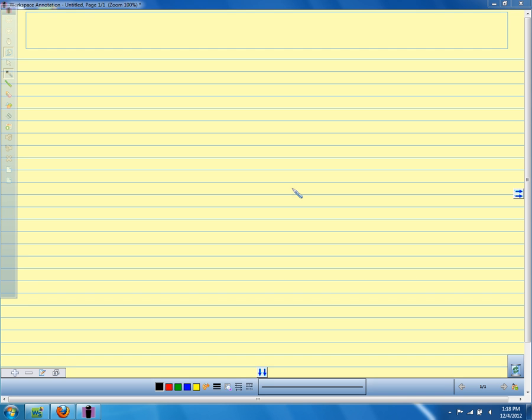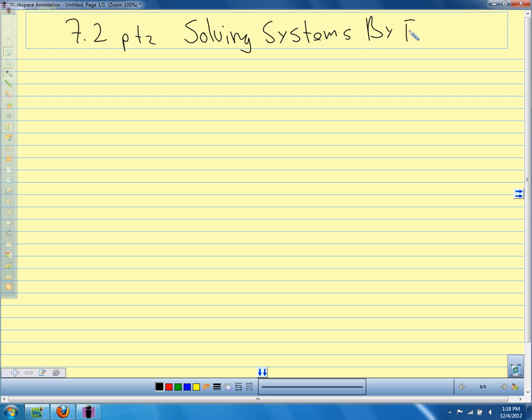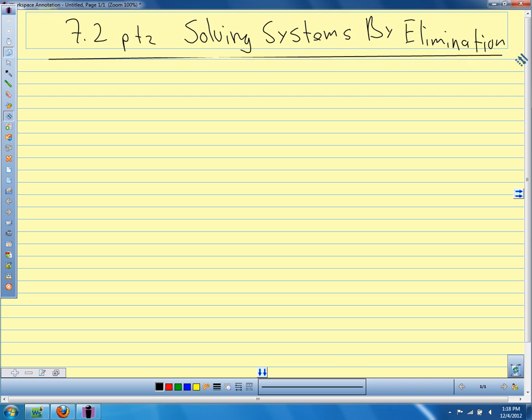So, second part of 7.2. We're still solving systems by elimination. And like I said, we'll talk about graphs and applications.